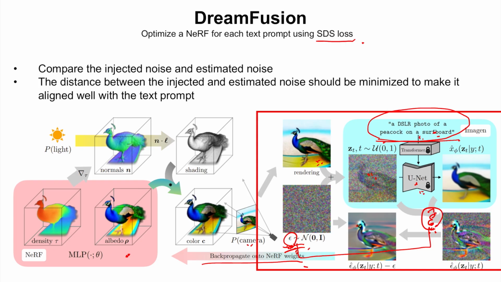If the image is very aligned with the text prompt, then the estimated epsilon hat might be very close to epsilon, because this UNet is pre-trained on lots of images, so our assumption is that the UNet performs well. Assuming the UNet performs well, we can say that if the image is aligned with the text prompt, then the estimated epsilon hat might be very close to epsilon. All this operation is differentiable, right? So we can get the gradient from this loss function, and then backpropagate the gradient to the NeRF weights so that we can optimize the MLP. That's the main philosophy of this SDS loss and the DreamFusion model.